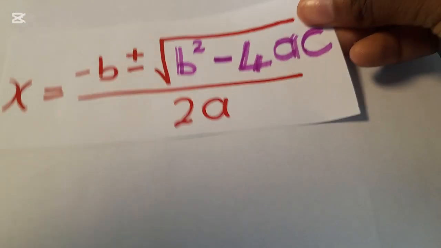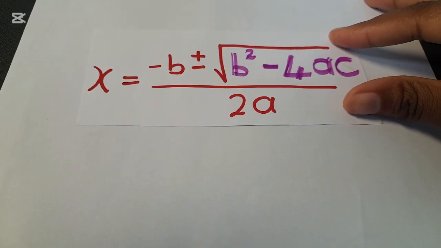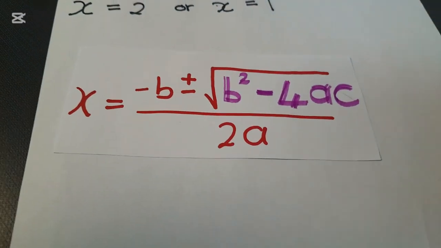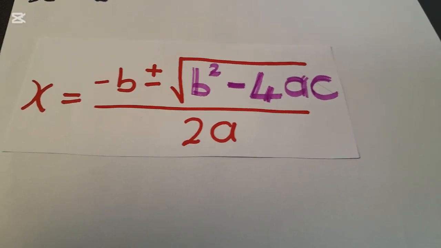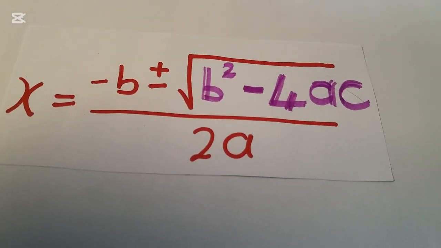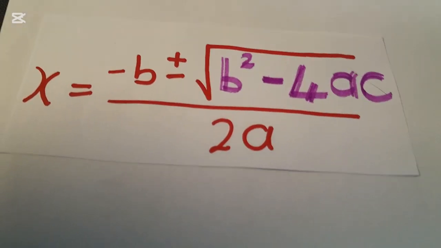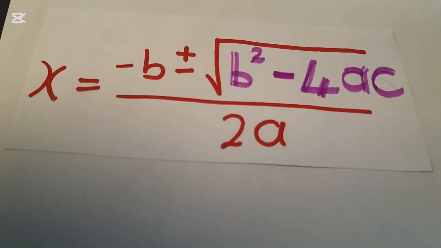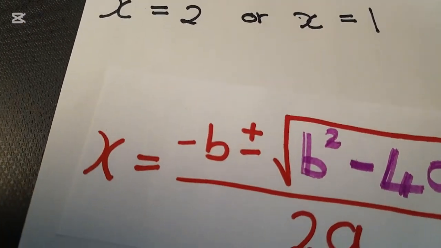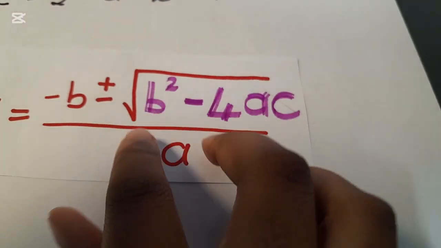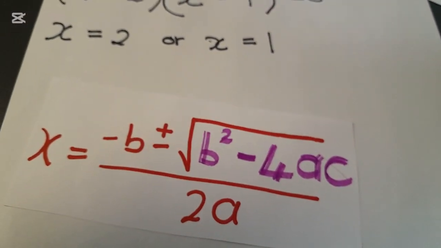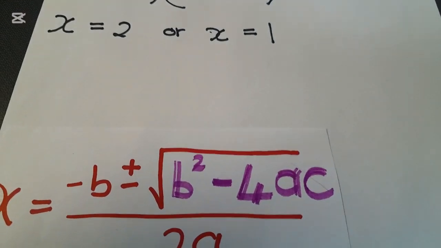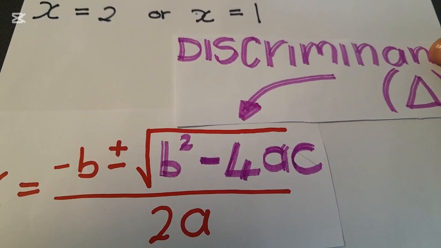I hope that we're all familiar with this equation. This is called the quadratic equation, right? So the nature of roots of a quadratic equation is determined by the discriminant. This portion here that is written in a purple color is what we call the discriminant.